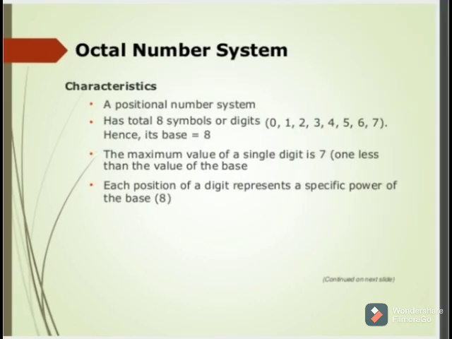Next is octal number system. Octal number system has a base of 8. It has 8 digits, 0, 1, 2, 3, 4, 5, 6 and 7. Each digit of an octal number system can have any value from 0 to 7. The octal number system is also a positional numbering system. Each octal digit has its own positional value or weight, which can be expressed as power of 8.